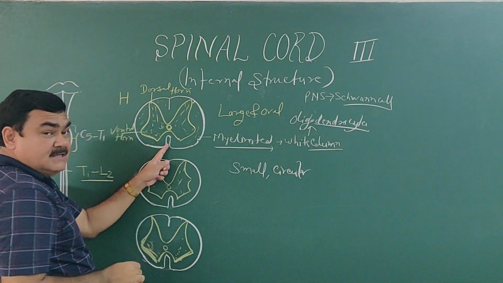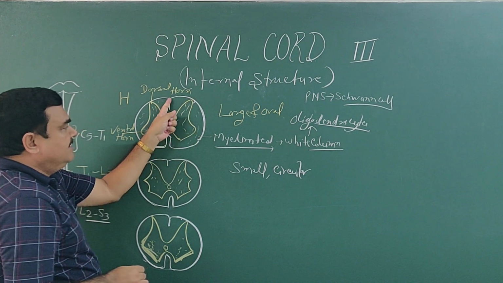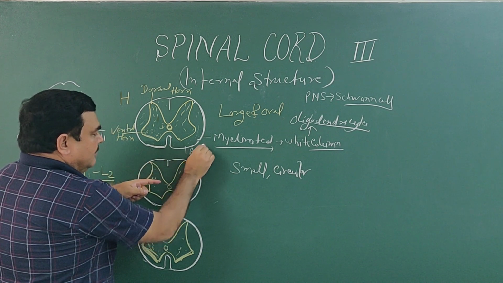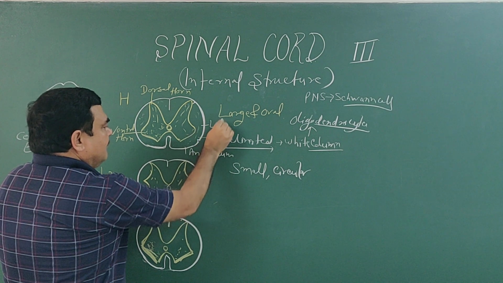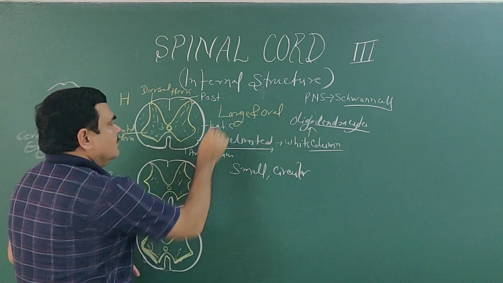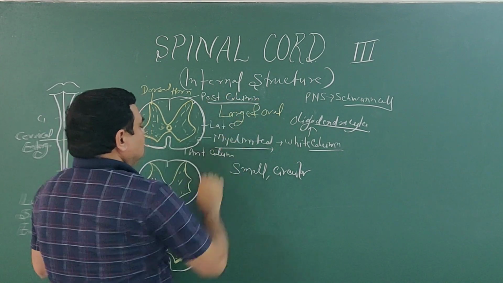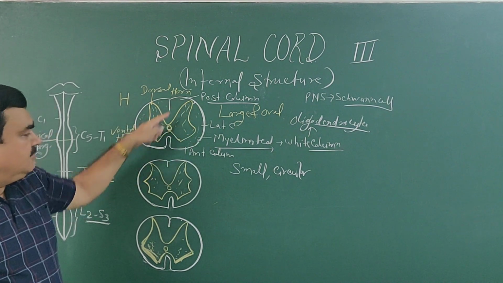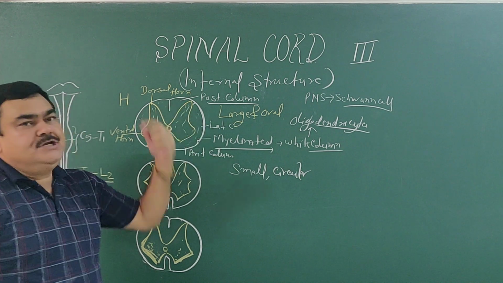Here is the anterior median fissure, anterior lateral sulcus, posterior lateral sulcus, posterior median sulcus. So from here to here, this is the anterior column, this is the lateral column, and this is the posterior white column. So the white column is the peripheral part and is divided into three parts: anterior, lateral and posterior.